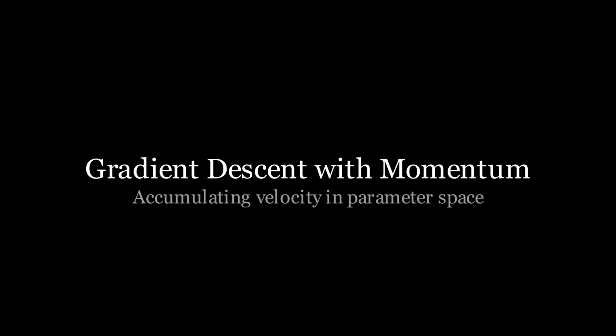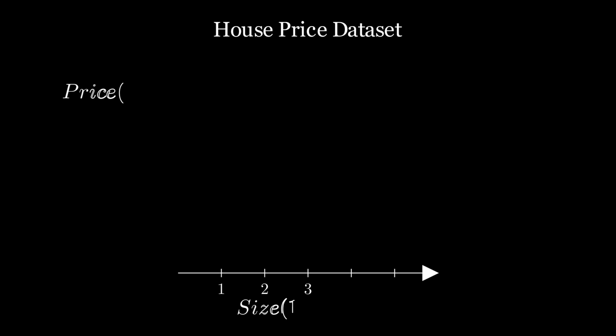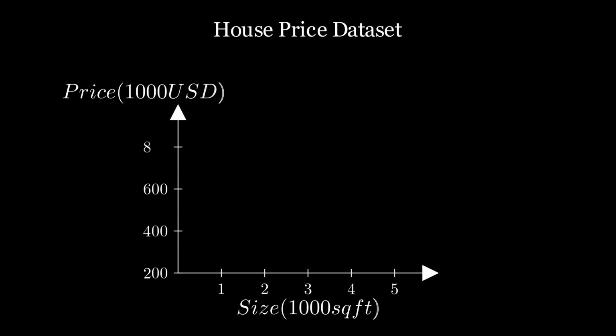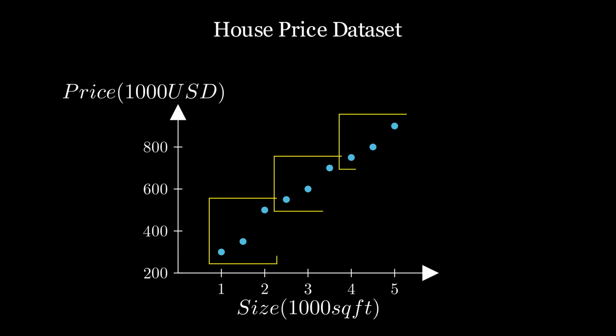Momentum is a technique that accelerates gradient descent by accumulating a velocity vector in a direction of persistent reduction. Let's consider a linear regression problem with our house price dataset to demonstrate momentum. We'll use mini batches of 3 points each, and compare standard SGD with momentum-enhanced updates.